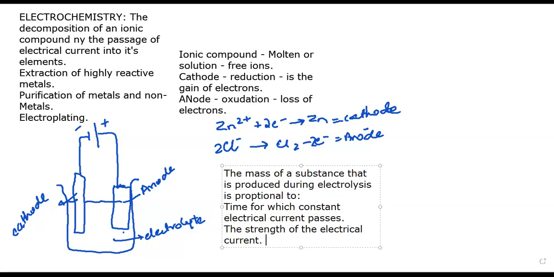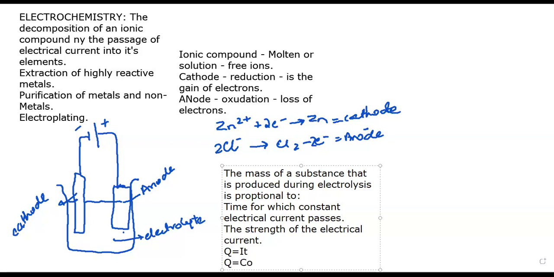So how much mass of substance we're getting at the cathode, for example, will depend upon the time and on the strength of the electrical current. If you have done physics, you would know we have a formula: charge is equal to current into time. This is the formula for charge, right? We measure charge in coulombs.